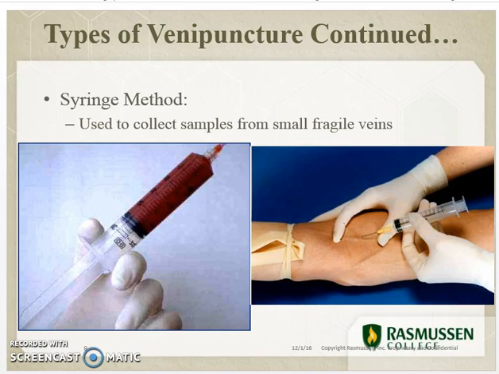And the final method is the syringe method. This method is used to collect samples from small, fragile veins that cannot stand the pressure of the evacuated tube method. The drawback to this method is that the amount of blood that can be drawn is limited to the size of the syringes.